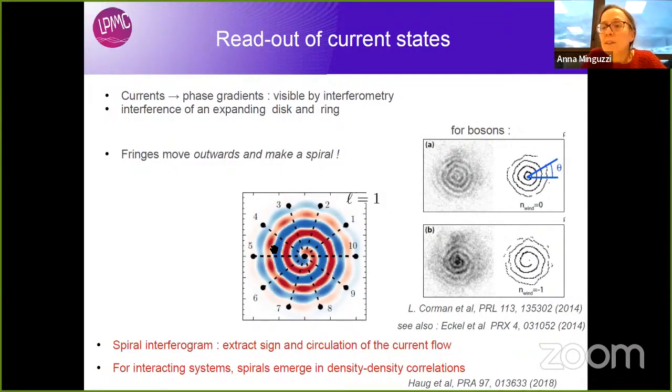So you see that it is quite easy, at least in principle, to detect the current states by doing this type of interference. And in fact, for bosons, it was already employed in two experiments, one in Paris and one at NIST. Both were able to tell the sign and the amount of circulation of the current. In the case of interacting systems, the spirals emerge in density-density correlations, as I will show you in a moment.